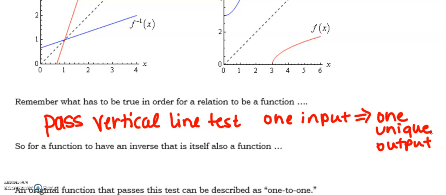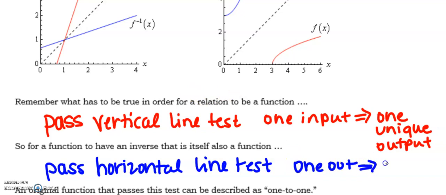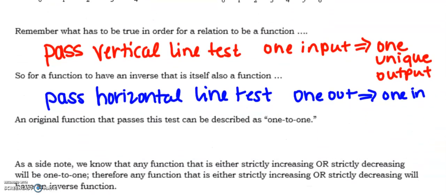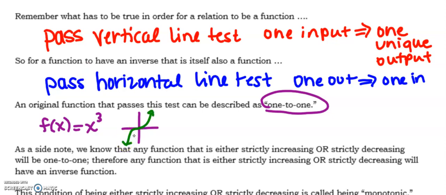But for a function to have an inverse that is also a function, you have to pass the horizontal line test as well. So it's not just that you had one in, one out, it's that you had one out only from one in. Now, the way that we describe that is something called one-to-one. So something that is one-to-one would be f of x equals x to the third. For any x value that you pick, you get a unique y value. Okay? Passes the horizontal line test.